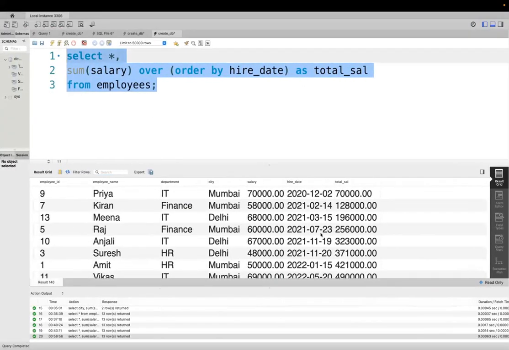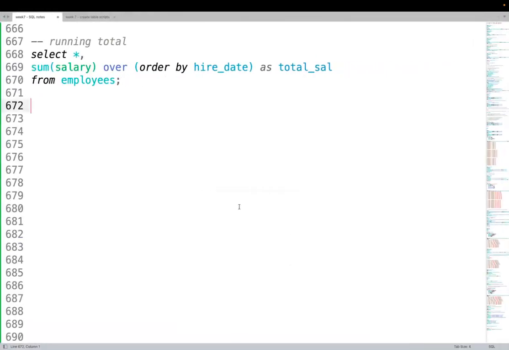Right? So if we talk about this 3,23,000, that means all the sums of salaries till this point is this. I hope you can understand this. Just have a look at it.